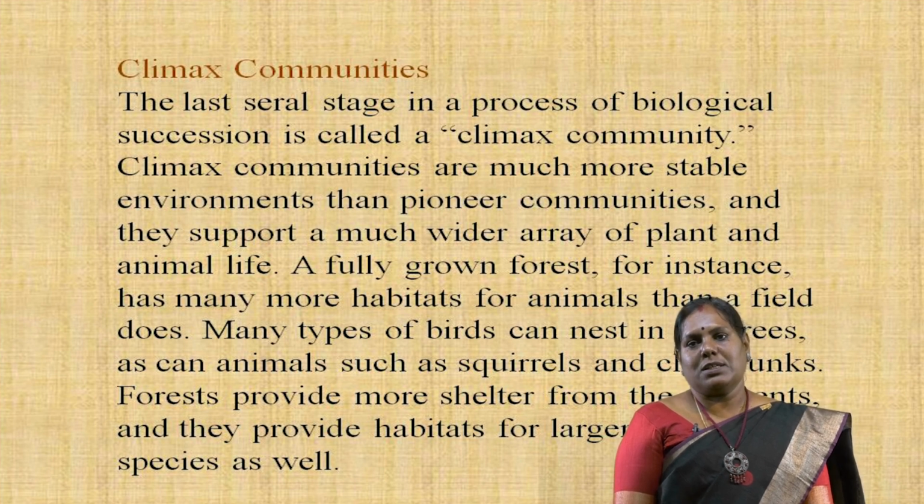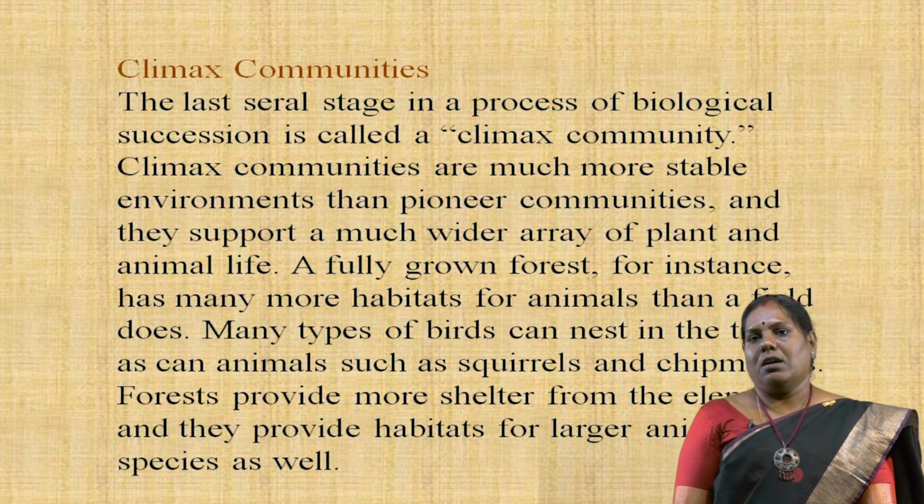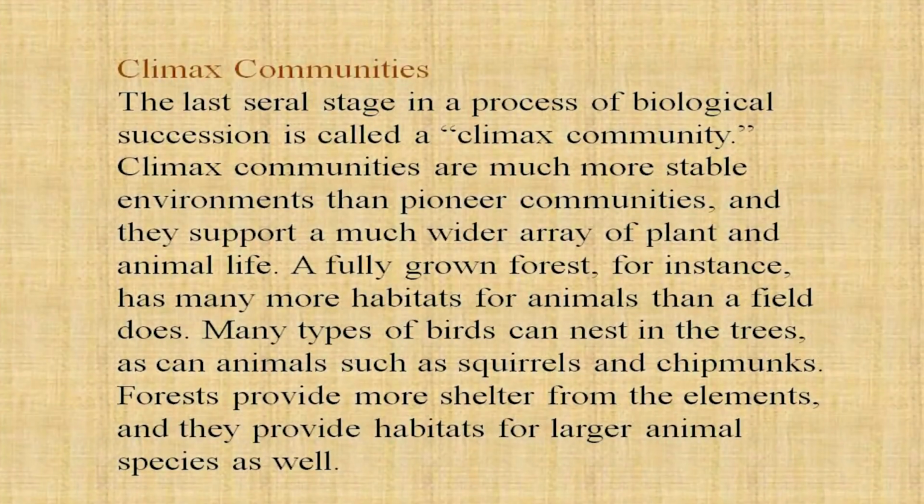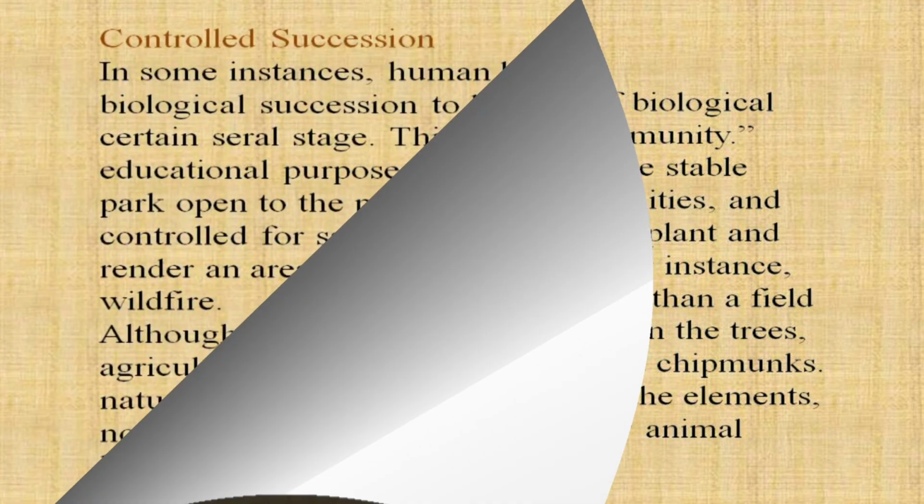Then climax communities. It is the last seral stage in a process of biological succession. Climax communities are much more stable environments than pioneer communities, and they support a much wider array of plant and animal life. A fully grown forest, for instance, has many more habitats for animals than a field does. Many types of birds can nest in these trees, as can animals such as squirrels and chipmunks. Forests provide more shelter from the elements, and they provide habitat for larger animal species as well.